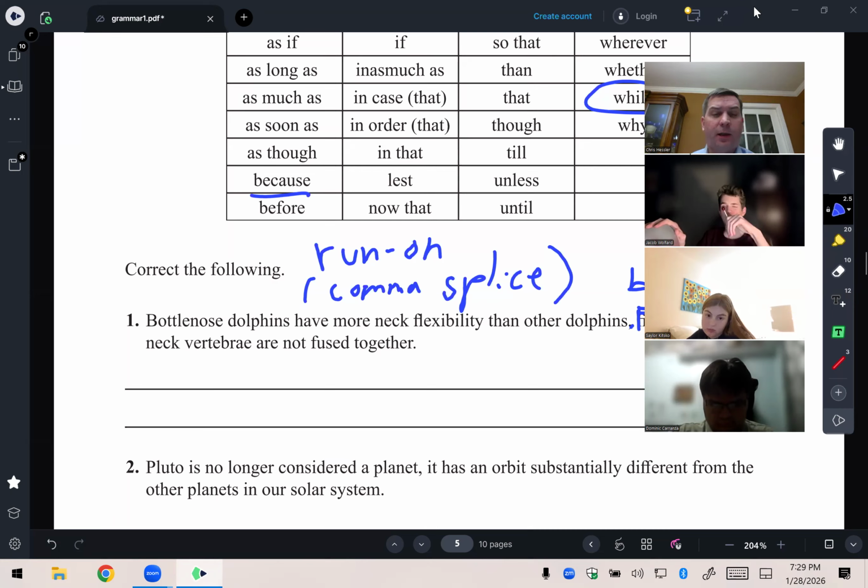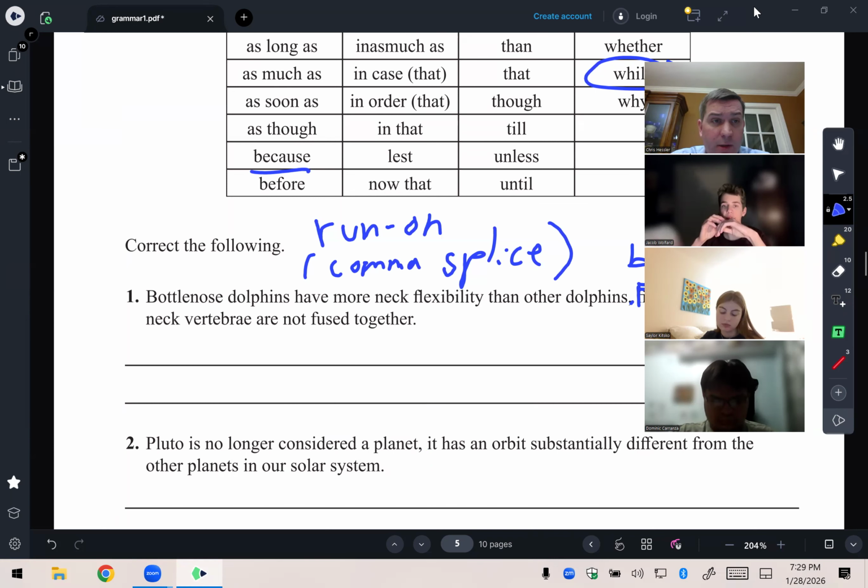I forget what they call it, like a dwarf planet or planetoid or something. I don't know. They demoted Pluto. Oh, we could use no comma because. Pluto is no longer considered a planet because it has an orbit substantially different from the other planets in our solar system. That one was so similar to the previous one that I don't even want to spend too much time on it.